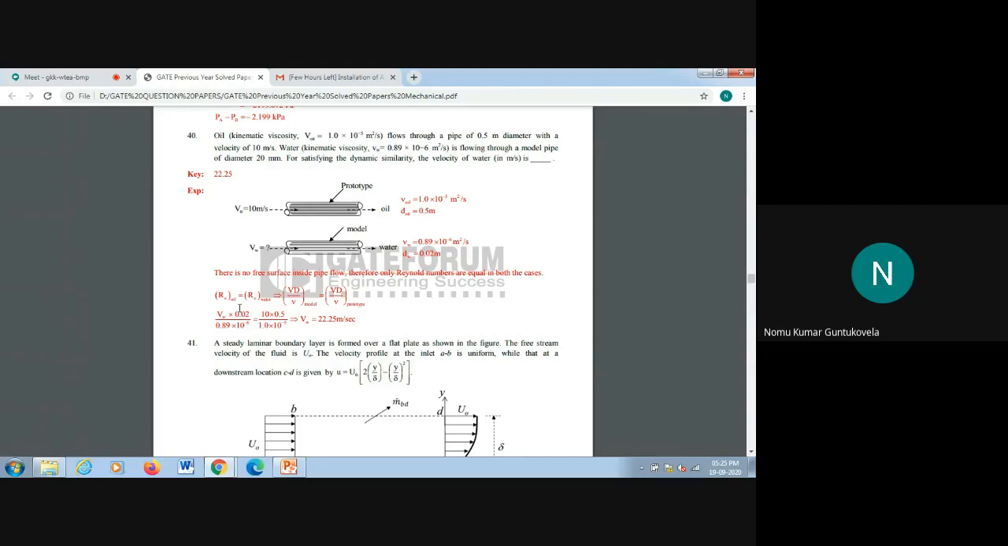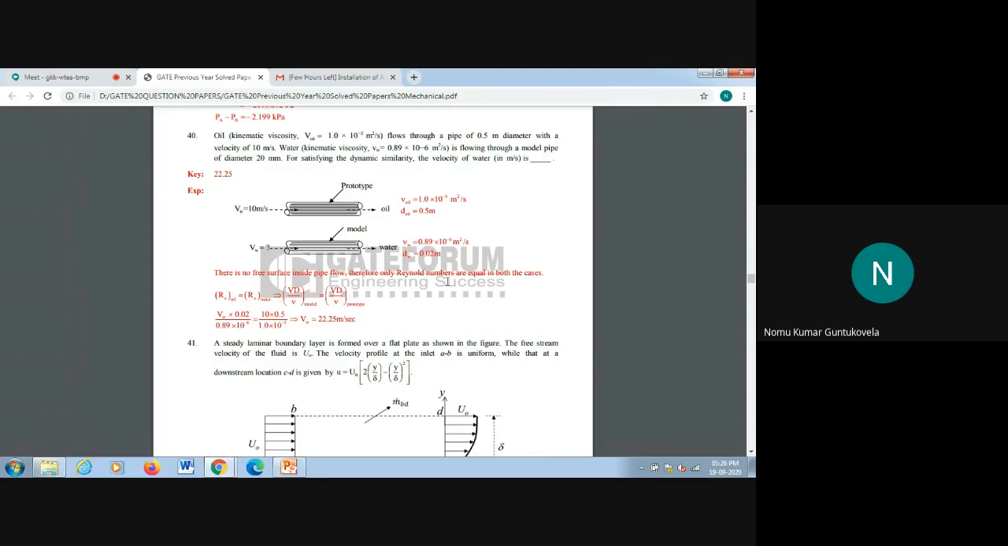Most probably, in every GATE exam, fluid mechanics has 3 to 4 bits. We'll come to that in tomorrow's classes, where I will discuss what previous bits they asked.